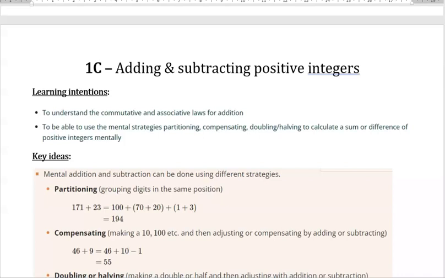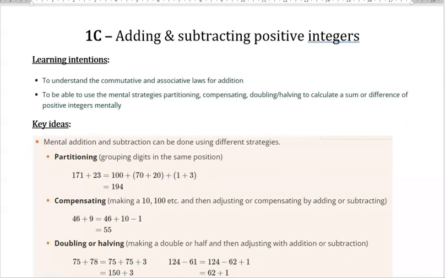Okay, when adding positive and subtracting positive integers, it's good to understand, for addition, and we're just talking about addition, the commutative and associative laws. It just means that you can add these up in any order that you want, and you can associate them in whatever order that you want, and you'll still get the same answer. It does not work for subtraction. We're only talking about addition.